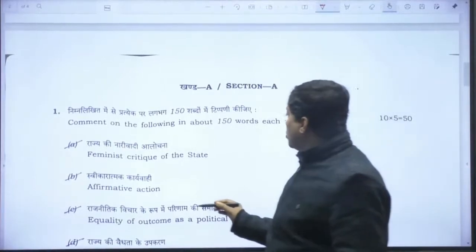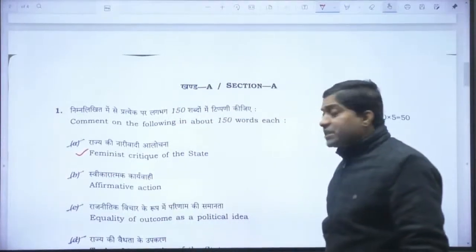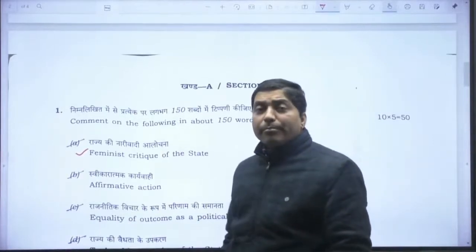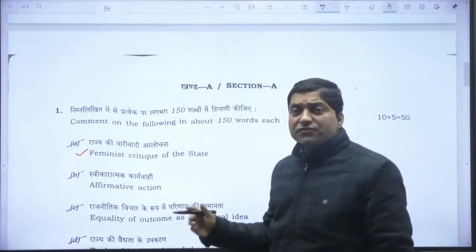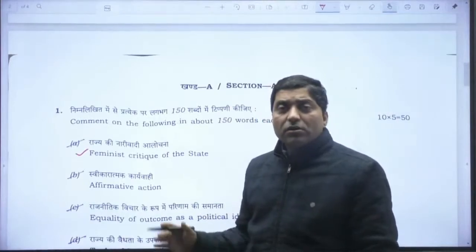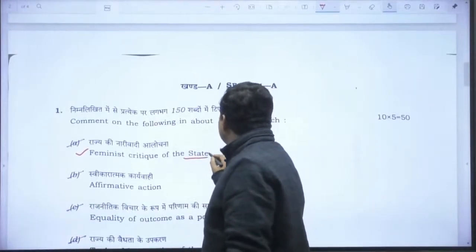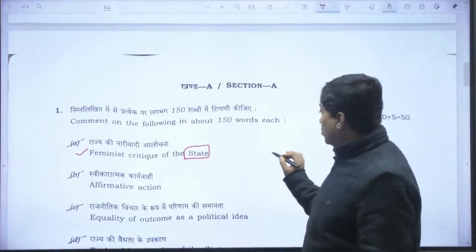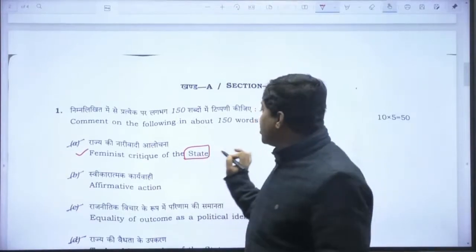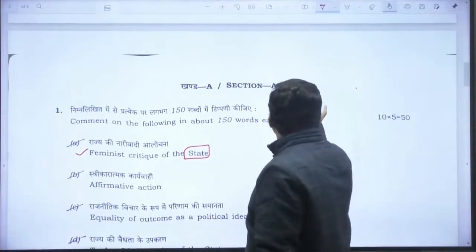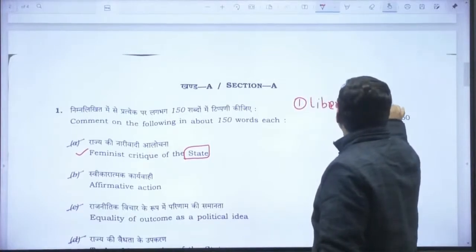How should one attempt this question? It is asking for the feminist critique of the state. There are many variations of feminism, right? There is liberal feminism, socialist feminism, radical feminism. How does each variant of feminism criticize the state? First we have to explain what feminism is, and then we come to the critique. First we will discuss what liberal feminists say in criticizing the state.